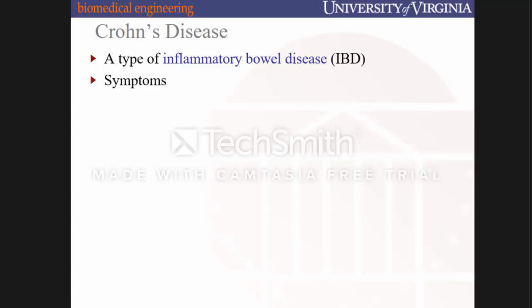So the systemic symptoms include growth retardation, fever, and weight loss. And so this is generally attributed to malnourishment. A lot of the nutrient uptake is occurring in the small intestine, and that's not going to be affected by ulcerative colitis as it is with Crohn's. So generally, Crohn's disease is considered far worse than ulcerative colitis, but ulcerative colitis is still very problematic.